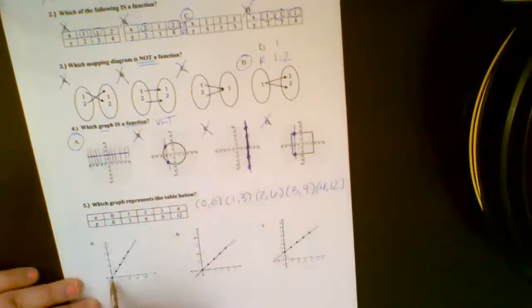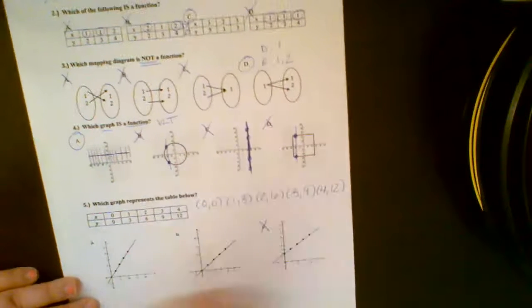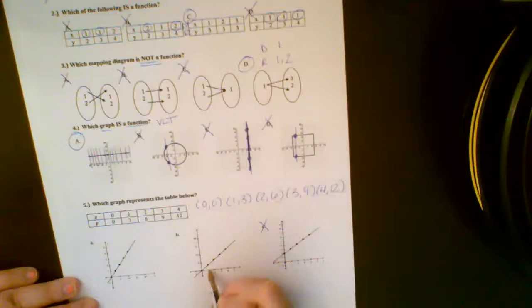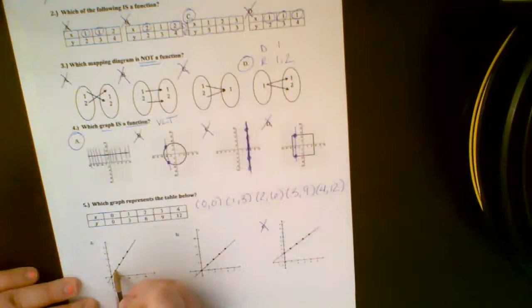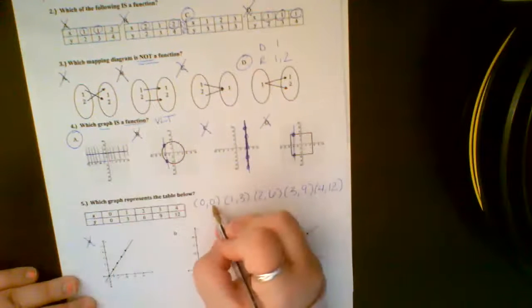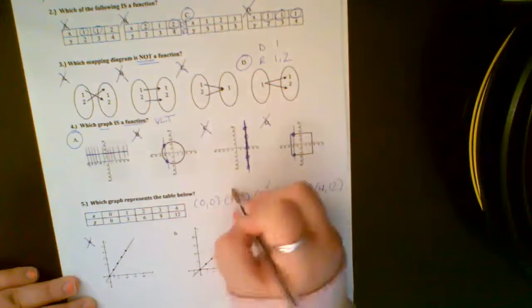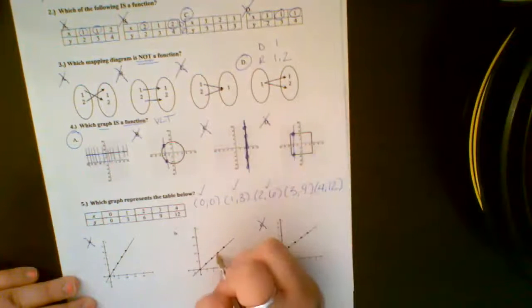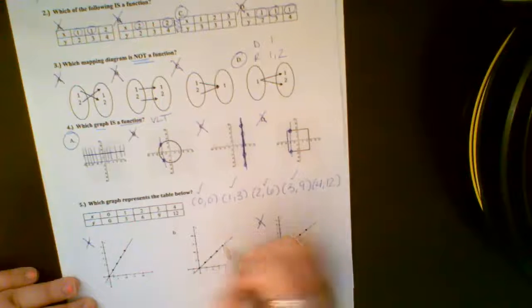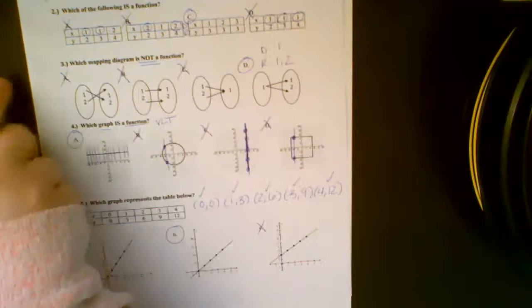So 0, 0. All of the graphs in A and B have 0, 0. C doesn't. That would be right here. So we know C doesn't match the table. We got 1, 3. Okay, 1, 3 means over 1, up 3. This guy right here doesn't quite look like 1. It looks like about 2 or 3. Okay, so we know A doesn't have this point on it. I'm sorry, this point on it, 1, 3. Just to verify, we got 2, 6. That one's there. 3, 9. Boom, boom. And 4, 12. So we know B has to be the graph that matches the table, the ordered pairs in the table.